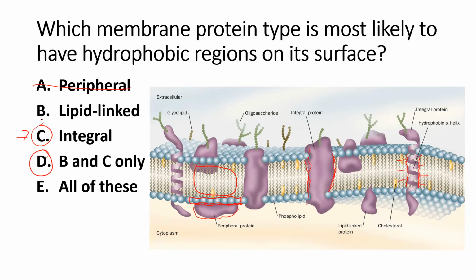And then the lipid linked. As the name suggests, these are covalently attached to some sort of lipid that is incorporated into the membrane, and there will also be some regions that might be pulled in there. For these lipid linked proteins, they're going to be hydrophobic, and so you would expect them to have some hydrophobic regions as well. So of course the answer then is B and C only.